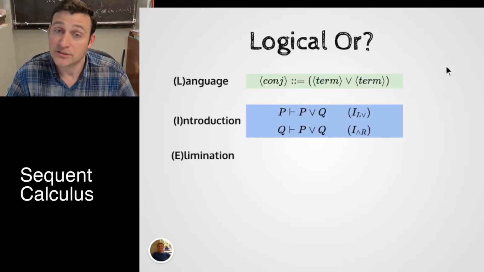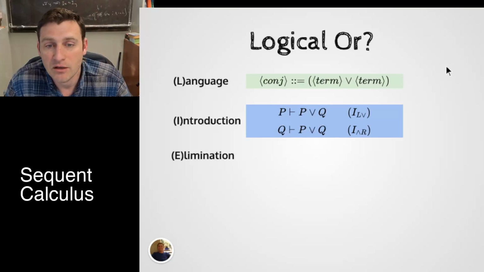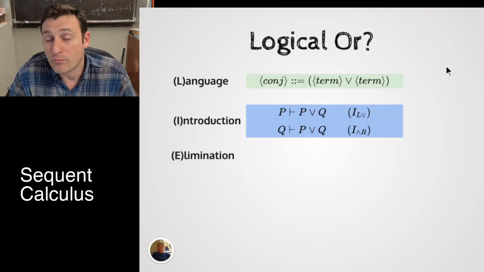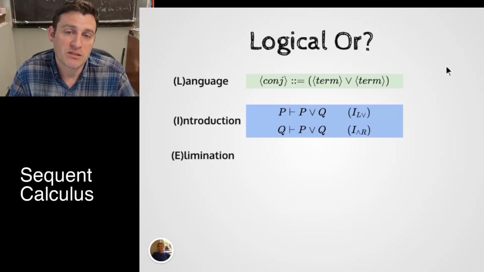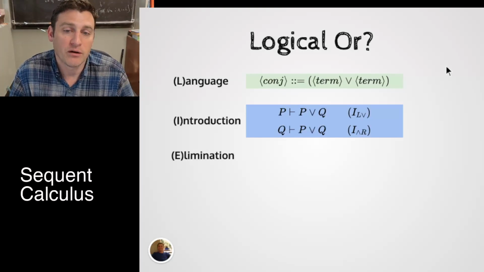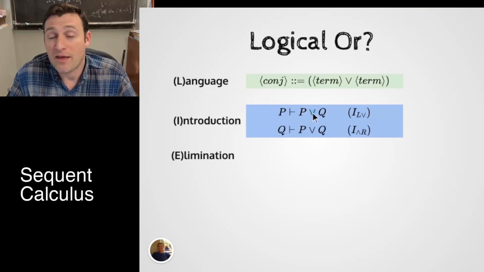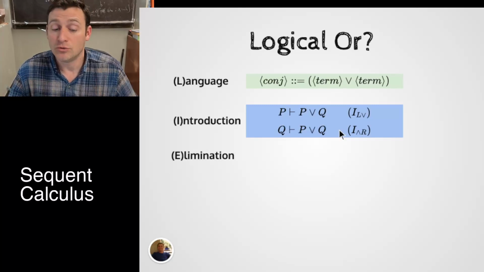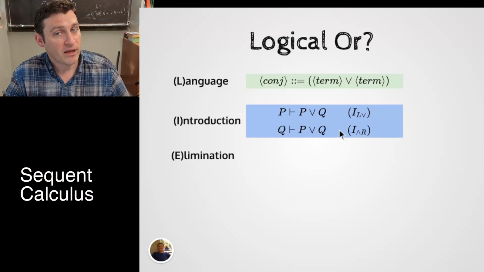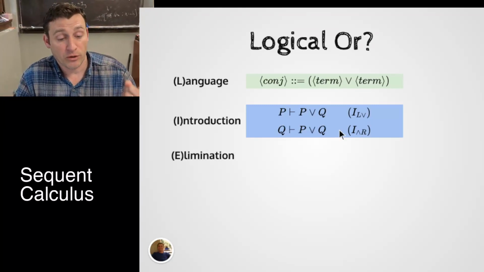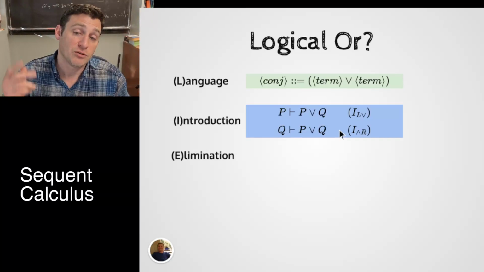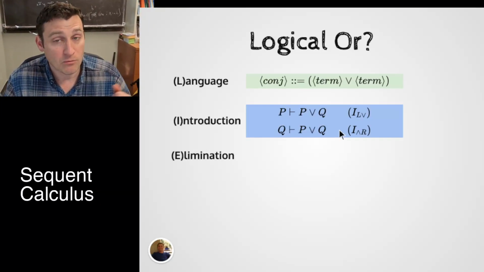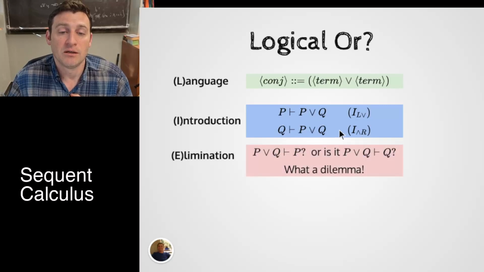Well, it's actually the reverse of what we do with and. When we have A or B, P or Q, we need to just have one of them. And what that means is that we need to introduce them from either one. Either we have P, and that entails us to know about P or Q, or we have Q, and that entails us to know about P or Q. So there's two introduction rules. Remember and? It had two elimination rules, but only one introduction. Here we have two introduction rules, but maybe we'll have a different number of eliminations.